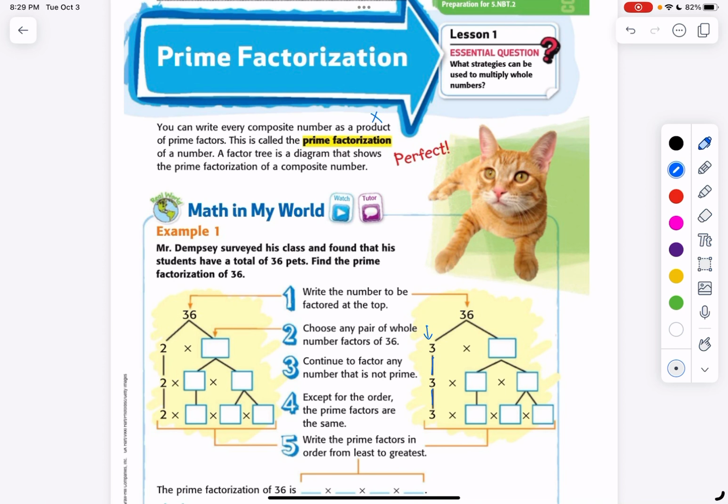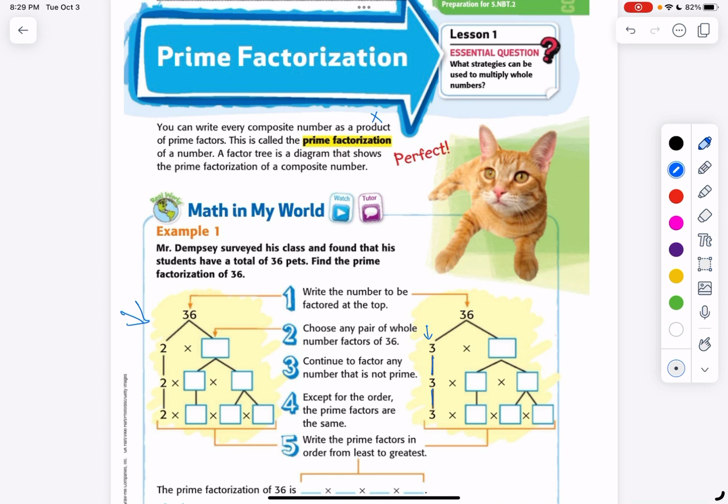So a factor tree, that's this right here. See how it looks like a tree a little bit? It is a diagram that shows the prime factorization of a composite number. A prime number, if you remember, is any number that's divisible only by one and itself. Composite number, all the others.